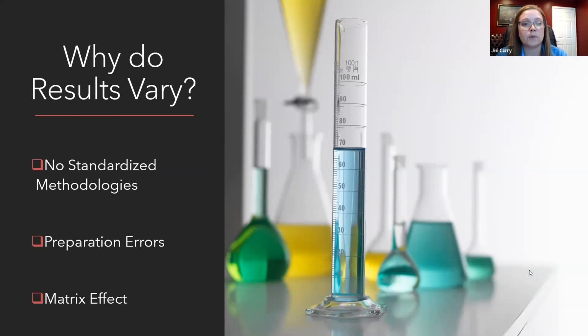Another reason why we see results vary is preparation errors. As an analyst, as a technician, if you do something wrong in your process, that is going to lead to the wrong result in the end. Labs need to have different things in place to ensure that these preparation errors are not happening. And then the final one is matrix effect. That's the one we're going to focus on today. Matrix effect is extremely important in cannabis, and in the rest of this presentation, you'll see exactly why.